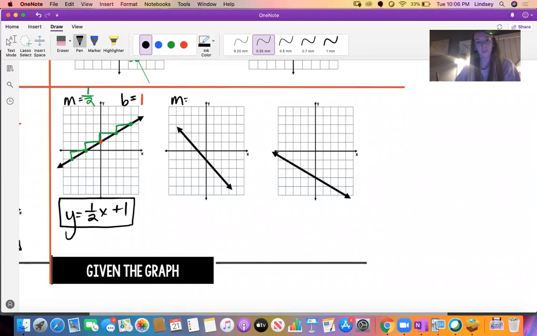All right, next one, we want our slope and we want our y-intercept. So again, I'm going to start with where it crosses through the y-axis. Right here, it goes through negative 1. And then I'm going to try to find all of those points that it is crossing through again. Looks like right there, right there, right there, right there.